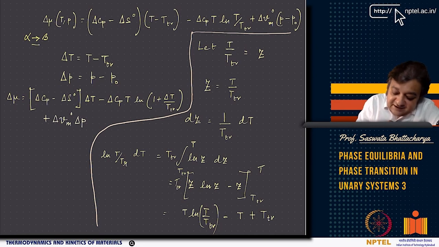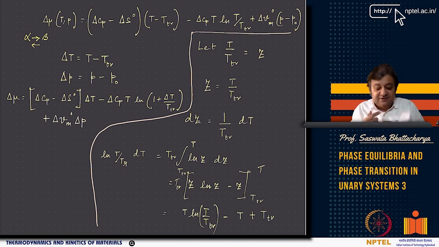And then also there is this delta S0. Delta S0 is the difference in entropy at the standard state. The standard state, defined by the superscript 0, is defined by our transformation temperature. The transformation temperature is the temperature at which alpha and beta are in equilibrium.